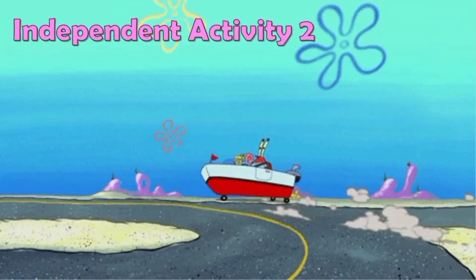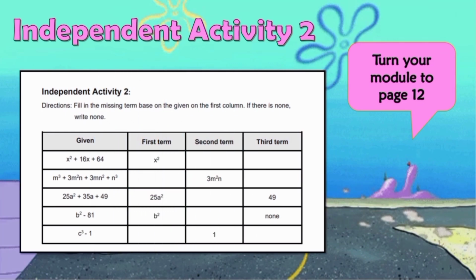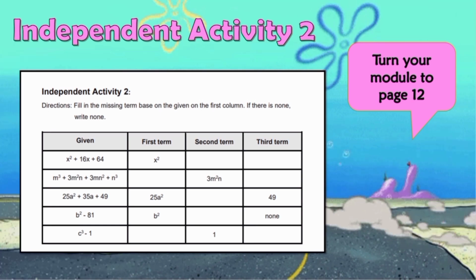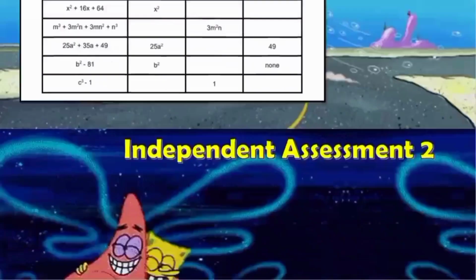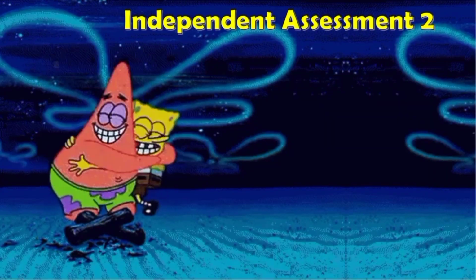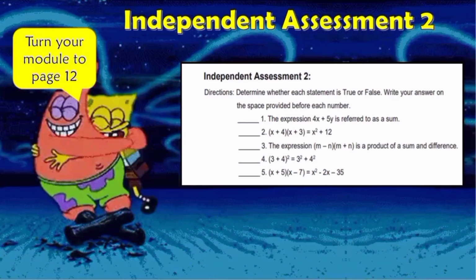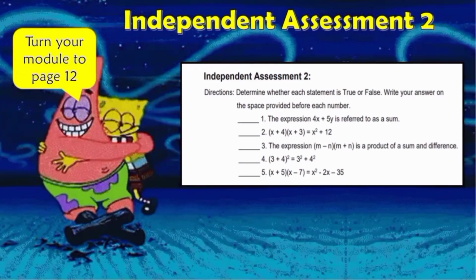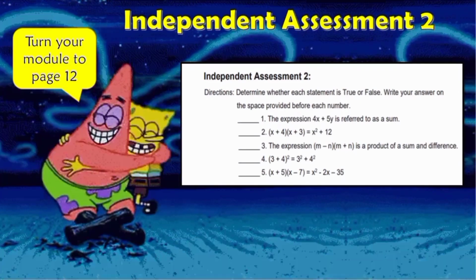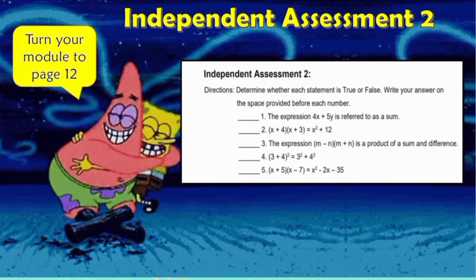Dependent activity number 2. Turn your module to page 12. Fill the missing term based on the given on the first column. If there is none, write none. Dependent assessment number 2. Turn your module to page 12. Determine whether each statement is true or false. Write your answer on the space provided before each number.